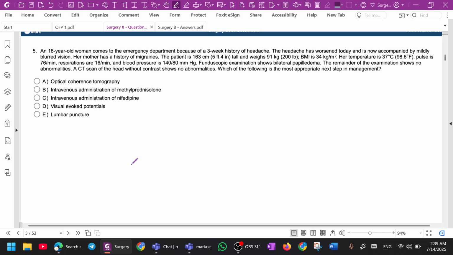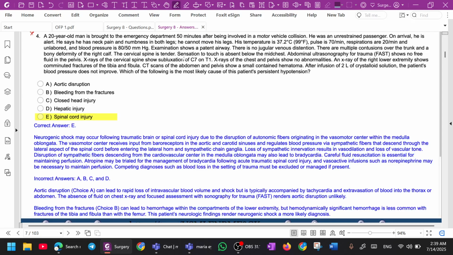Ready? One minute. Is it IIH? That's what I think. Okay, let's see. Lumbar puncture.